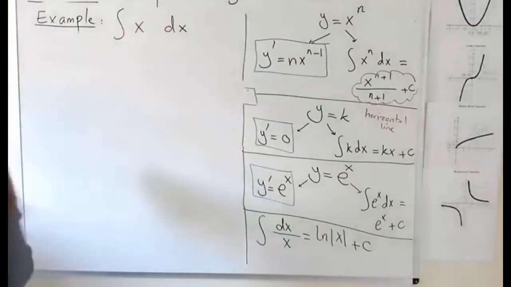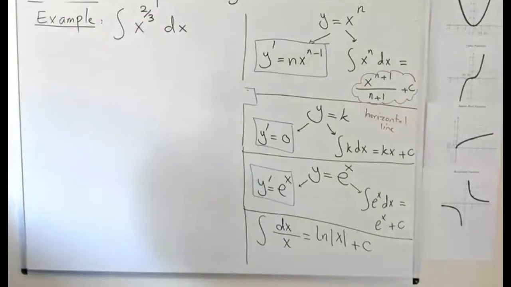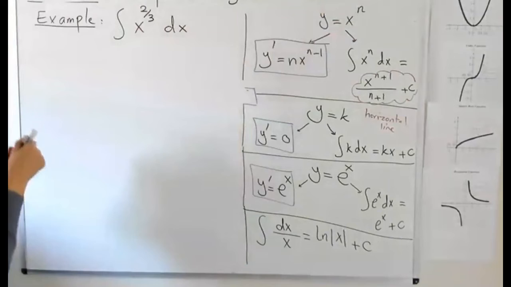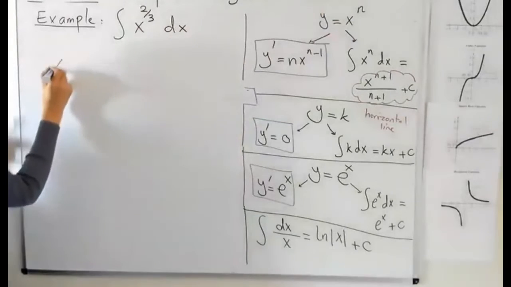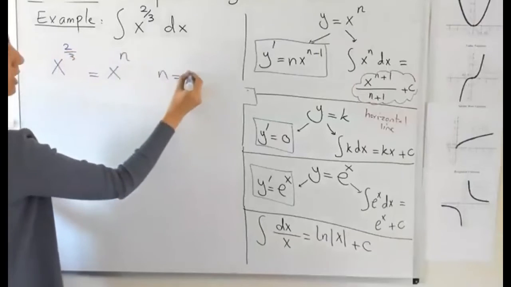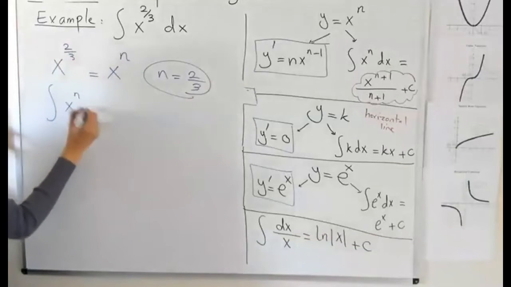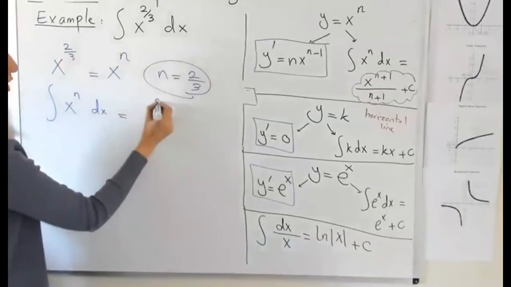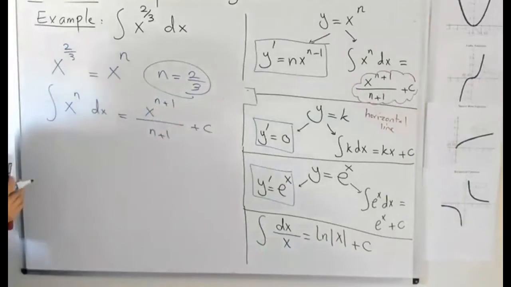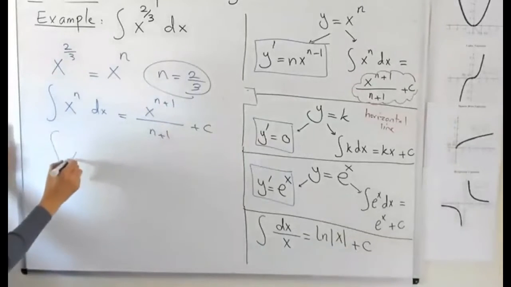So here you have x raised to 2 thirds. Again, you have x raised to an exponent. X raised to 2 thirds is x raised to n, so n is 2 over 3. We know that the integral of x to the n dx is x to n plus 1 divided by n plus 1 plus constant of integration. We also know that n is equal to 2 thirds, so let us follow the formula.